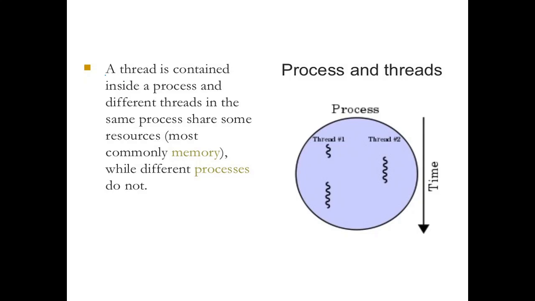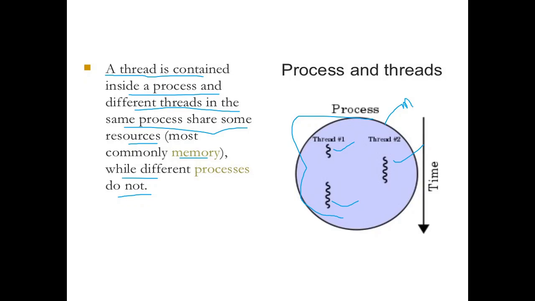Another definition of thread: a thread is contained inside a process, and different threads in the same process share some resources, mostly the memory, while different processes do not. As I told you, this is a process, and inside a process you can have more than one thread. Whatever memory is allocated to the process, the same memory will be used by these threads, and they will execute tasks simultaneously with the other threads.